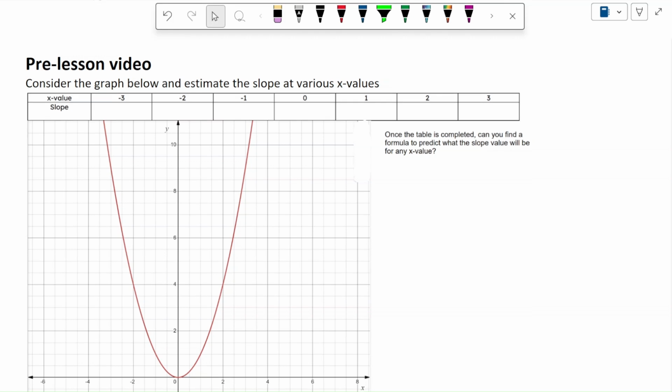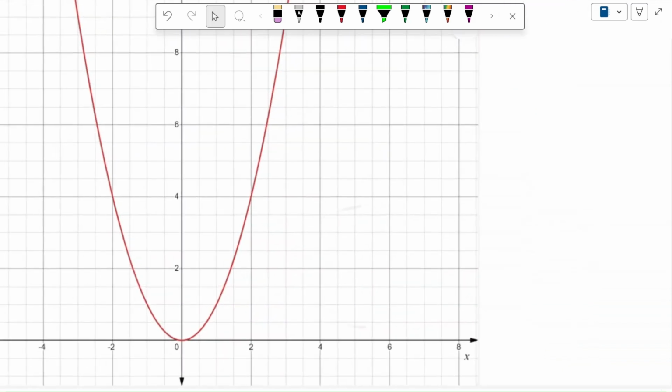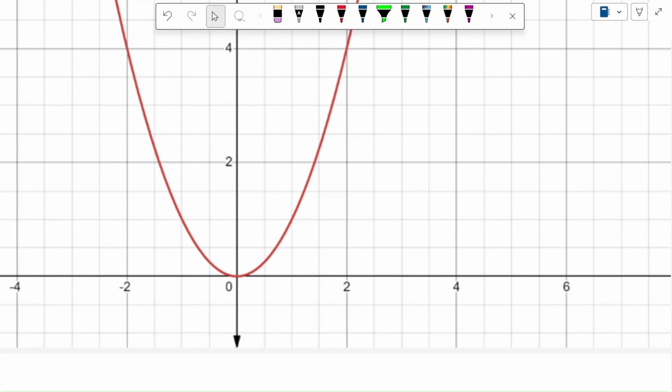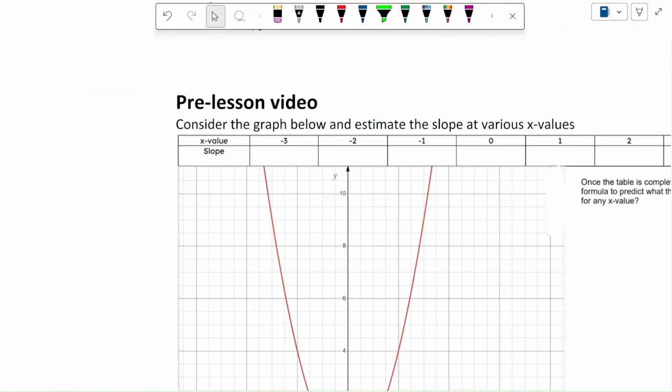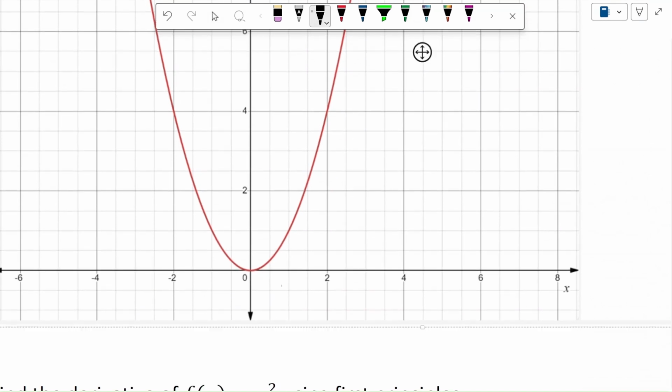All right, we're looking at first principles in this video. Basically what this means is getting the slope of a function, but the function is not a straight line. So if we look at the function, for example, y equals x squared, we can look at any particular point. So if we look at maybe x is 1, we can sort of estimate the slope here.